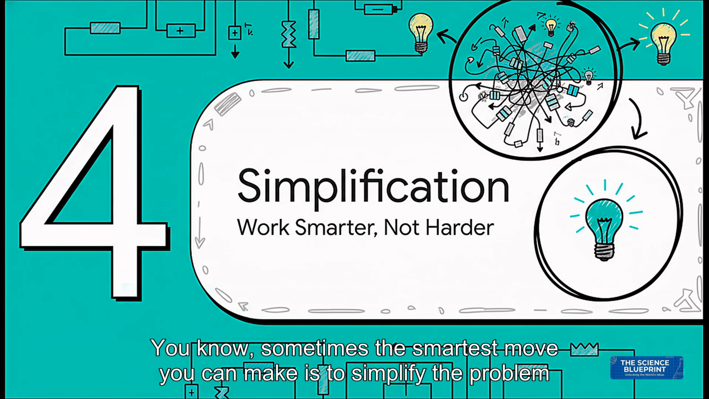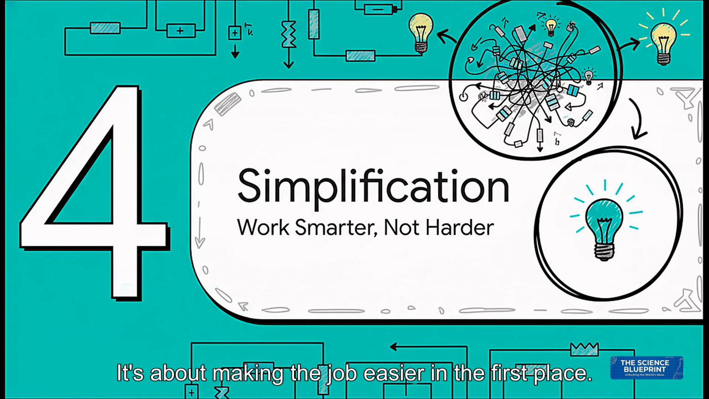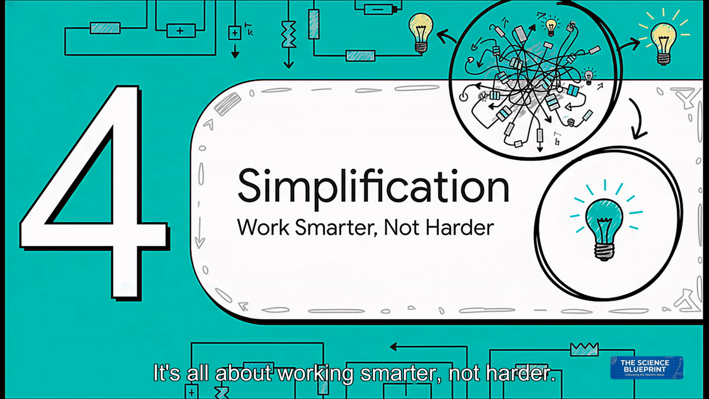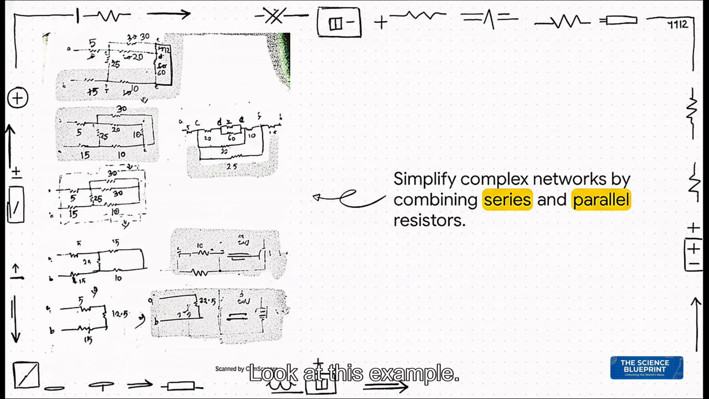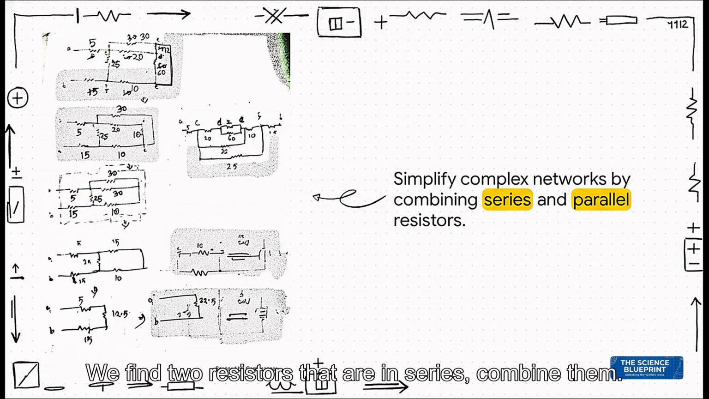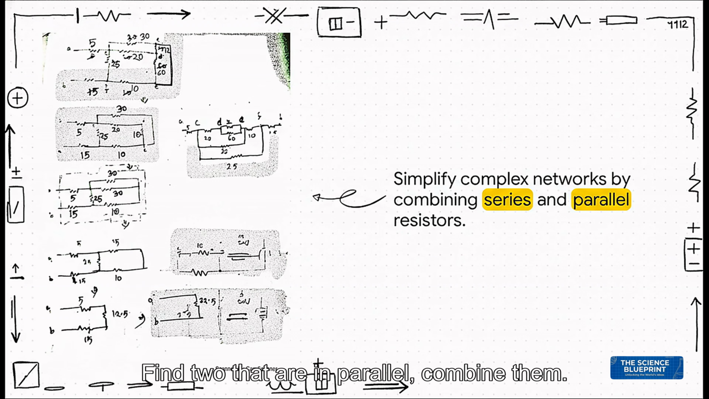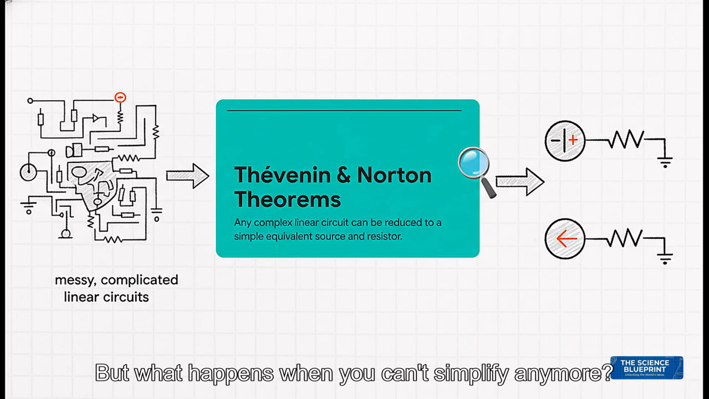You know, sometimes the smartest move you can make is to simplify the problem before you even start solving it. This isn't about using a fancier tool, it's about making the job easier in the first place. It's all about working smarter, not harder. And the most direct way to simplify is just by combining resistors. Look at this example. You can see this complex-looking network, and step by step, we just chip away at it. We find 2 resistors that are in series, combine them. Find 2 that are in parallel, combine them. You just repeat that process over and over, and suddenly, this intimidating mess gets boiled down to something you can solve in your head.